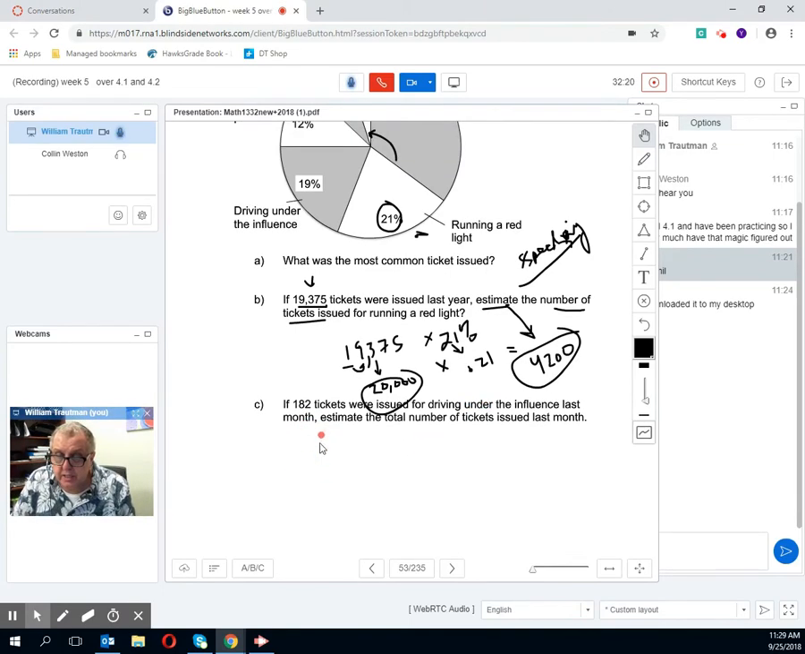I don't know why I have this circle around my marker when I'm writing.